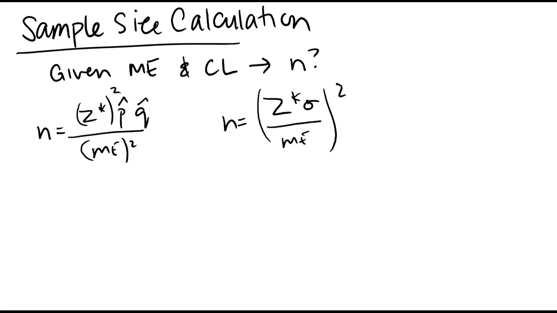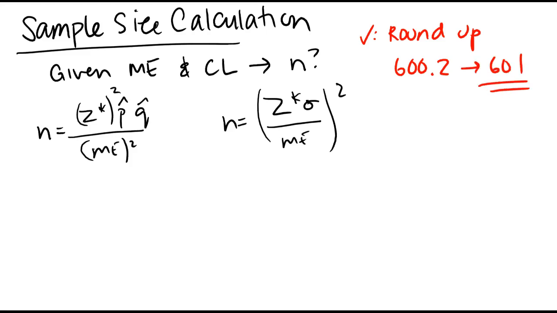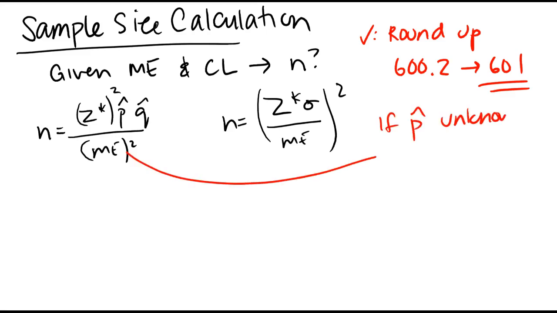Generally speaking, pretty small in terms of importance. Probably one of these on the test. The 2 things you want to note are that you always want to round up, even a 600.2 is going to be a 601. That way you make sure you get that margin of error. And if for this one you don't have a p-hat, you're going to use 0.5, 50%, because that's the top of the parabola. So that's something else I can test on.